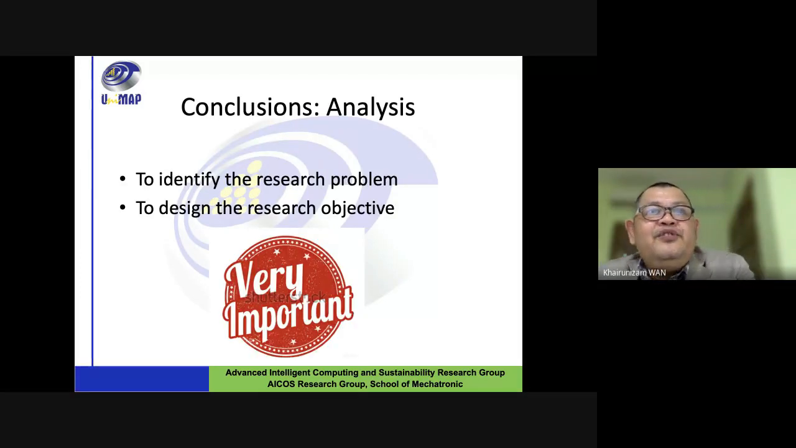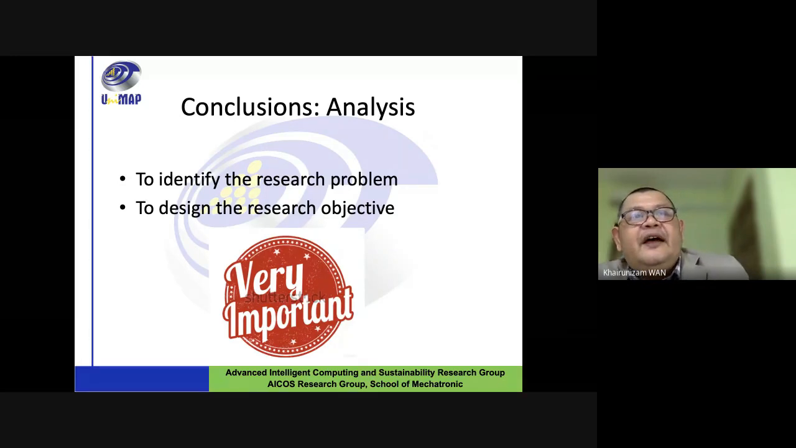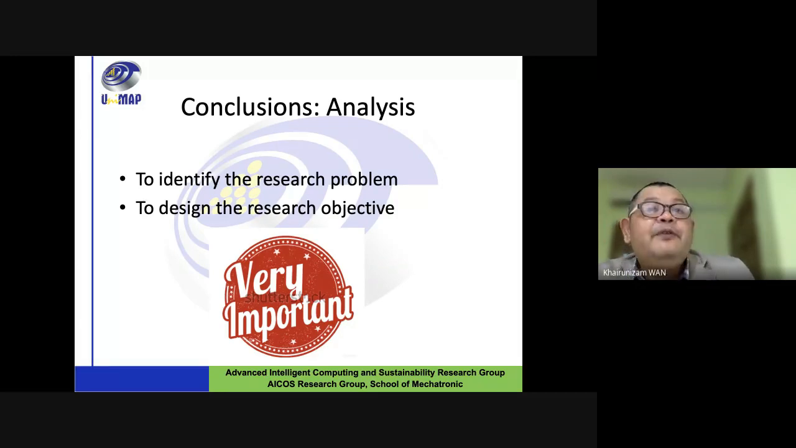Okay, as a conclusion, in the objective phase, first is to identify the research problem. If your research problem is good, it means your objective is also good, your hypothesis is good, your experiment is good, your conclusion is good, and your report or thesis is good. If you have a clear research objective following SMART criteria, it means your hypothesis, experimental setup, conclusion, and thesis are good.